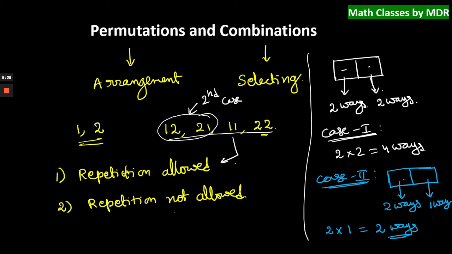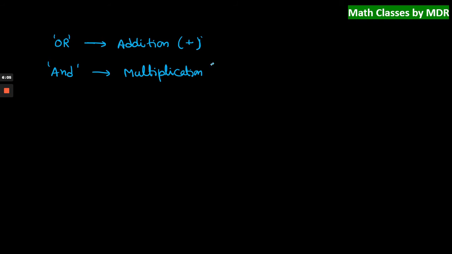In permutations, whenever you are trying to arrange things or numbers, if you come across the word "or", we take it as addition. Or means addition. And if you are using "and" while using the counting principles, it means multiplication. Let me explain in brief. This is multiplication and this is addition.